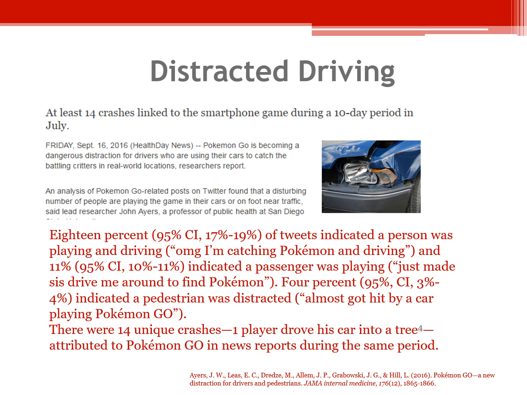It was found that in a lot of these cases, people were chasing the Pokemon in a vehicle. Not always as a driver, sometimes as a passenger. An analysis of Pokemon Go related tweets from this period, during the peak in popularity of the game, found that about 18% of the tweets indicated that a person was playing while driving. 11% of the tweets indicated that a passenger was playing. And about 4% indicated pedestrian distraction. For example, somebody tweeting something like, almost got hit by a car while playing Pokemon Go.